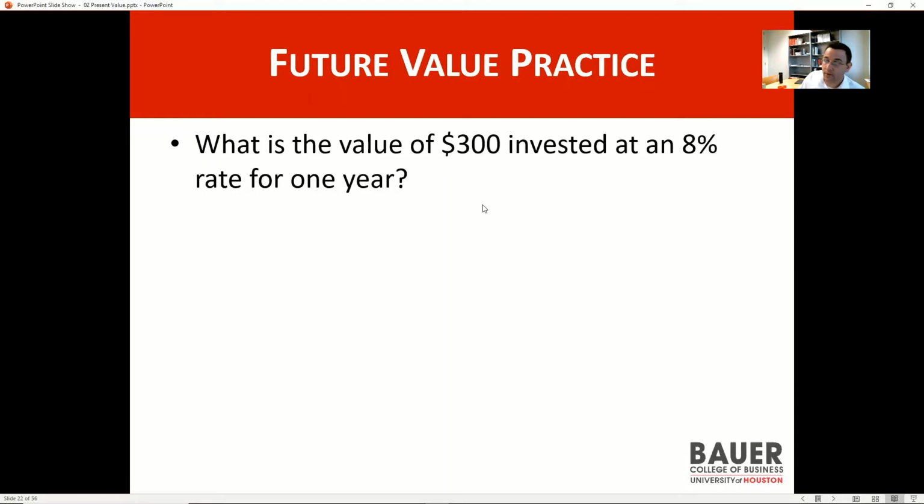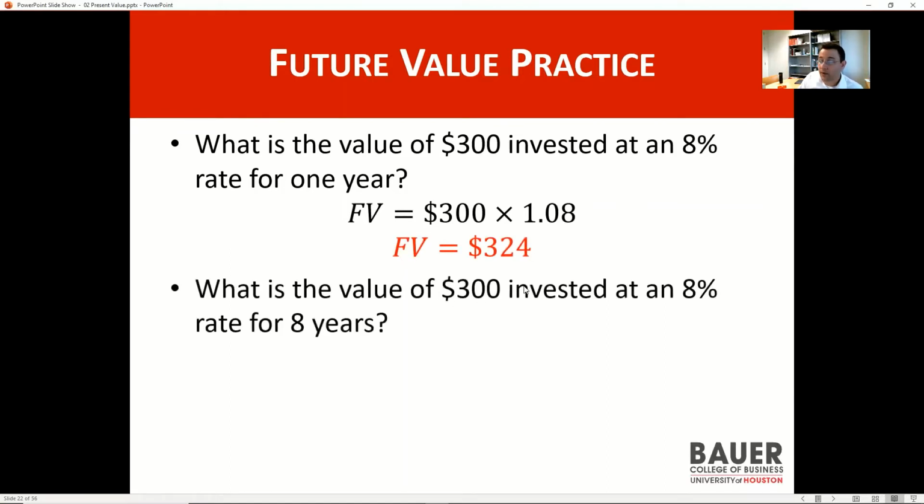So what's the value of $300 at 8% for a year? Well, you just multiply the $300 by 8%. That gives you $324. How about the value of $300 at 8% over 8 years? Well, same thing, just plug it into your present value formula, manipulate it to find the future value, and you get $555. That initial investment grows to $555.